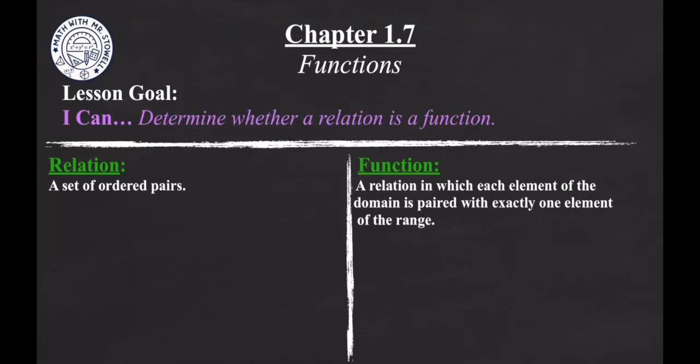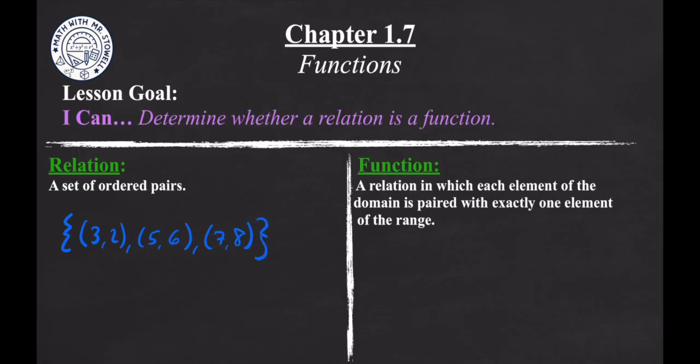In this lesson, we want to be able to say that I can determine whether a relation is a function. Remember, a relation is a set of ordered pairs. Remember, we have the set symbol with our curly brackets, and we have a bunch of ordered pairs. Let's say we have (3, 2). Let's say we have (5, 6), (7, 8).